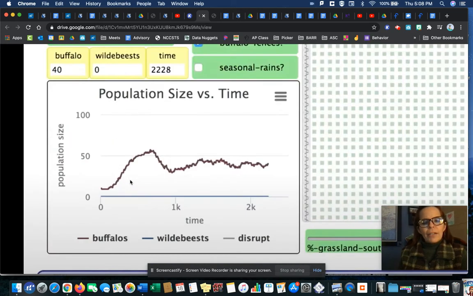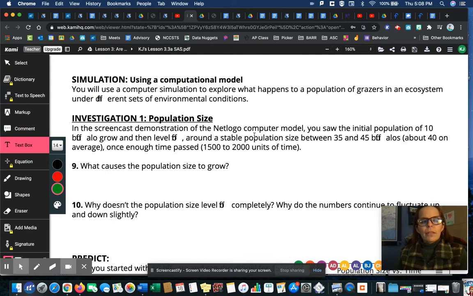Notice that, can I make it bigger? Oh, I can. All right, so it went up to above 50 and then it drops back down, but then it starts leveling off sort of. It's still always fluctuating a little bit, but it's fluctuating right around 40, between 35 and 40, mid 40s is what it's usually fluctuating at. Okay, so let's go back to see what they need us to do.